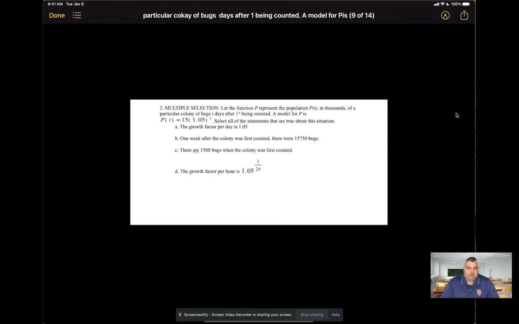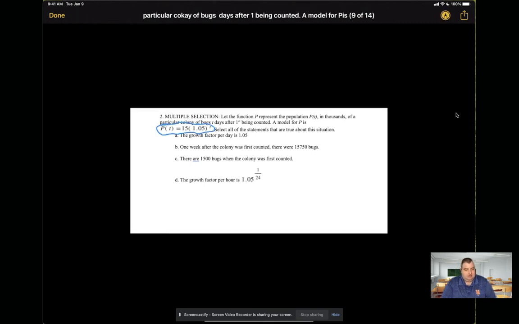Number two, let the function p represent the population p of t in thousands of a particular colony of bugs t days after first being counted. A model for p is right here: 15 times 1.05 to the power of t. Select all the statements that are true about this situation.